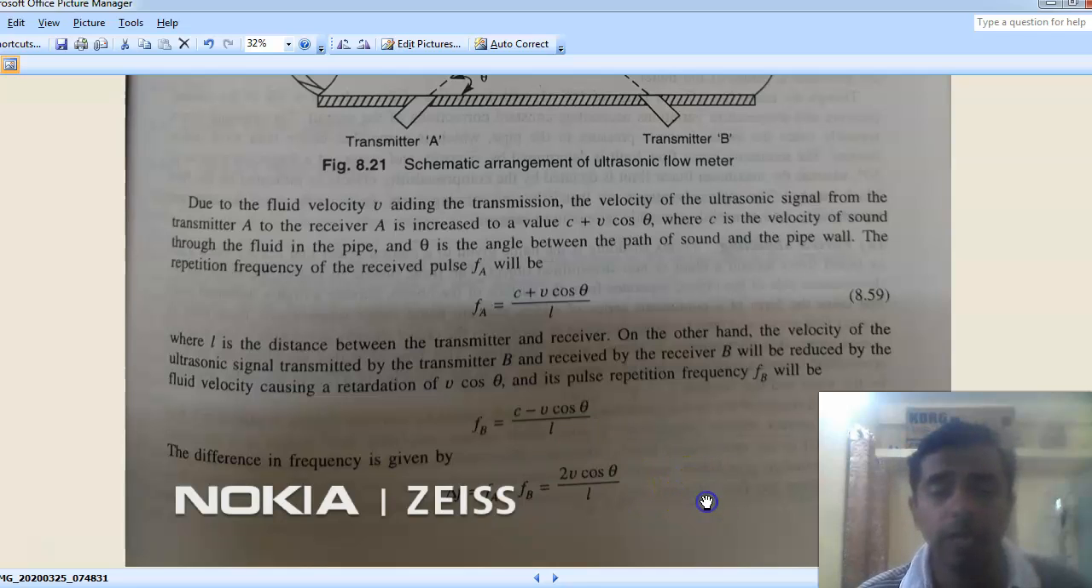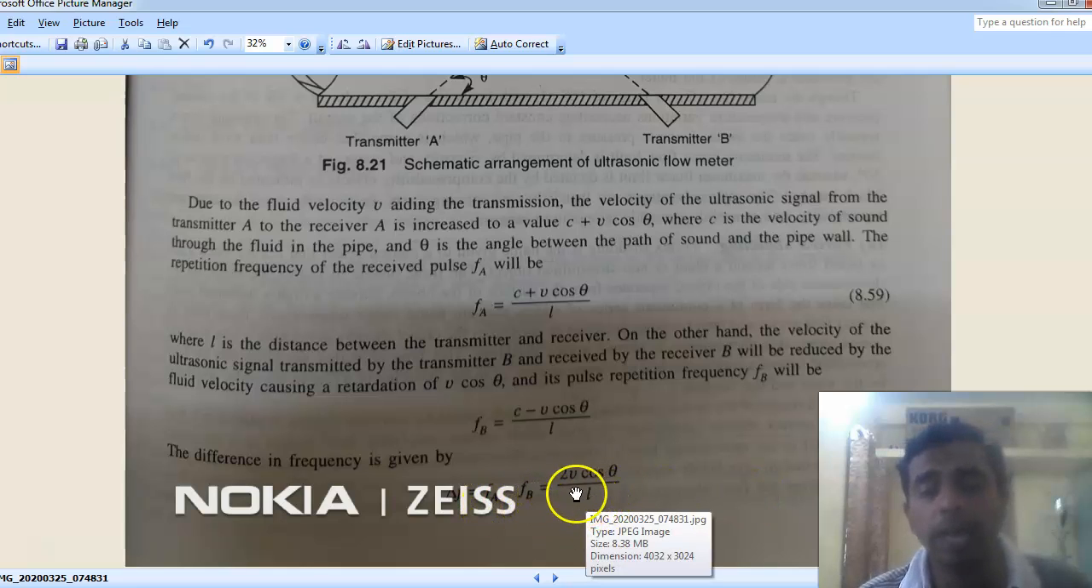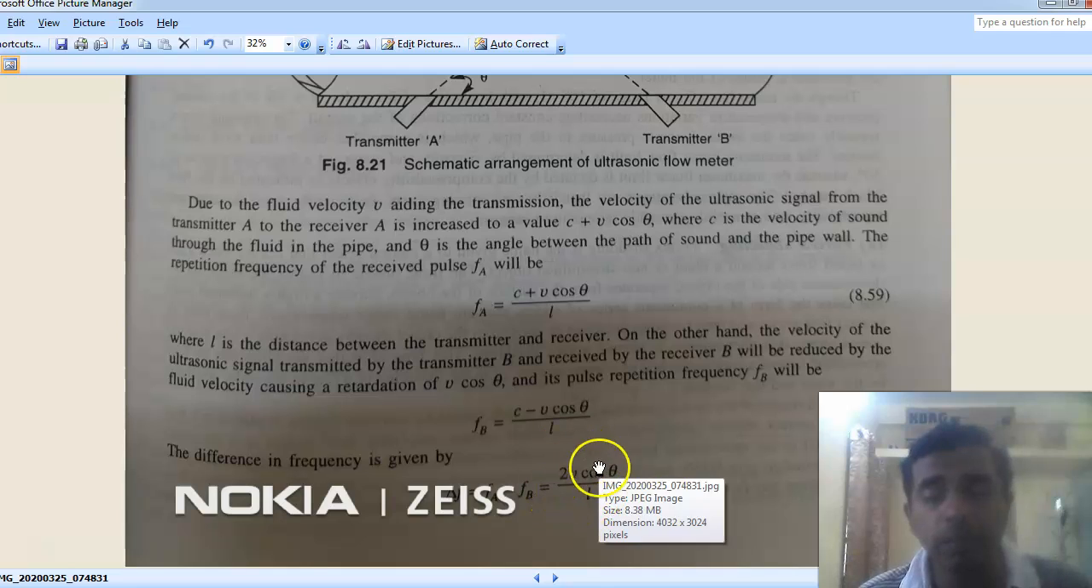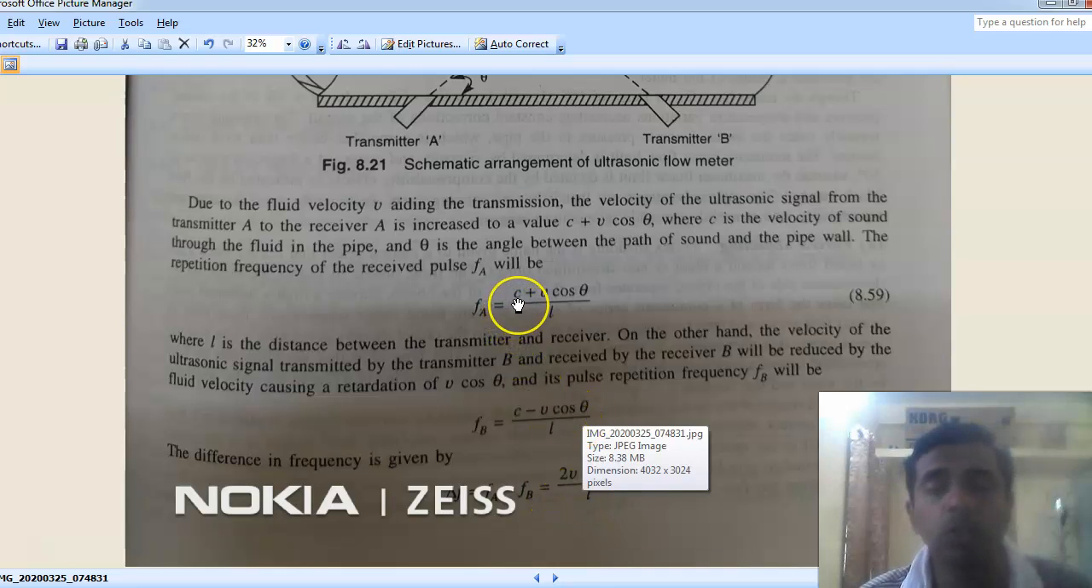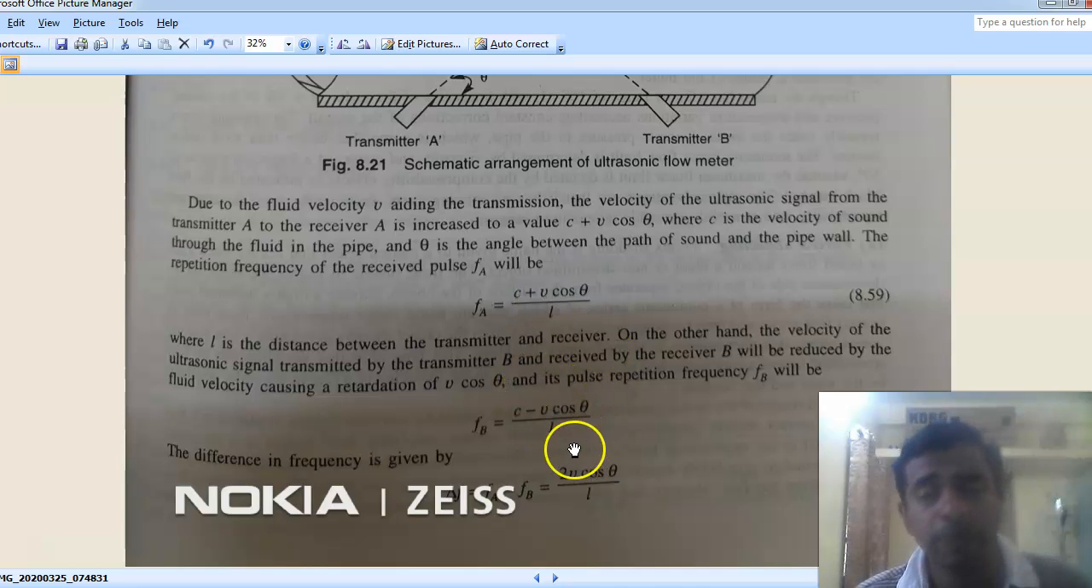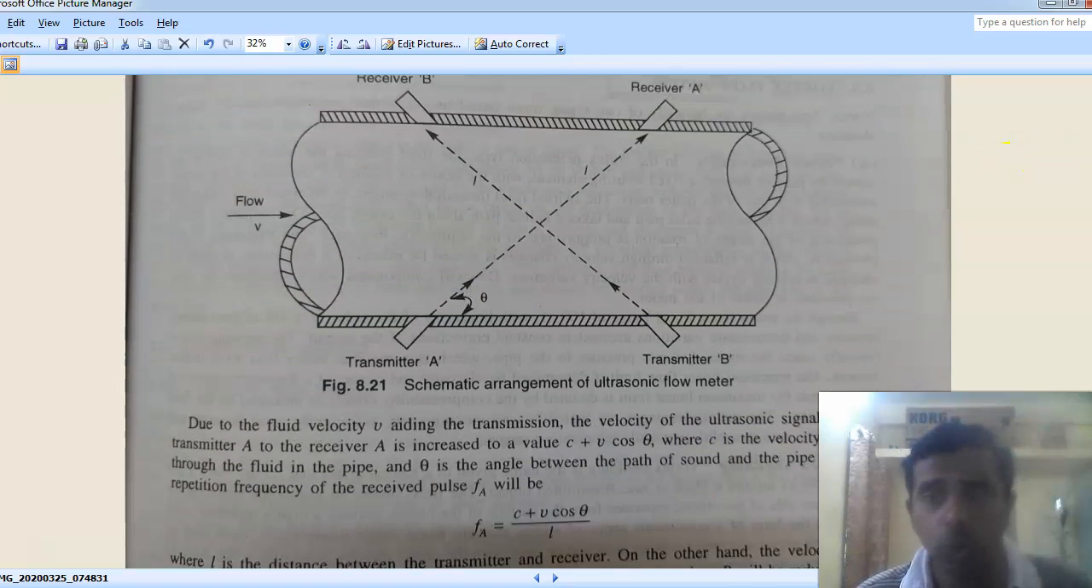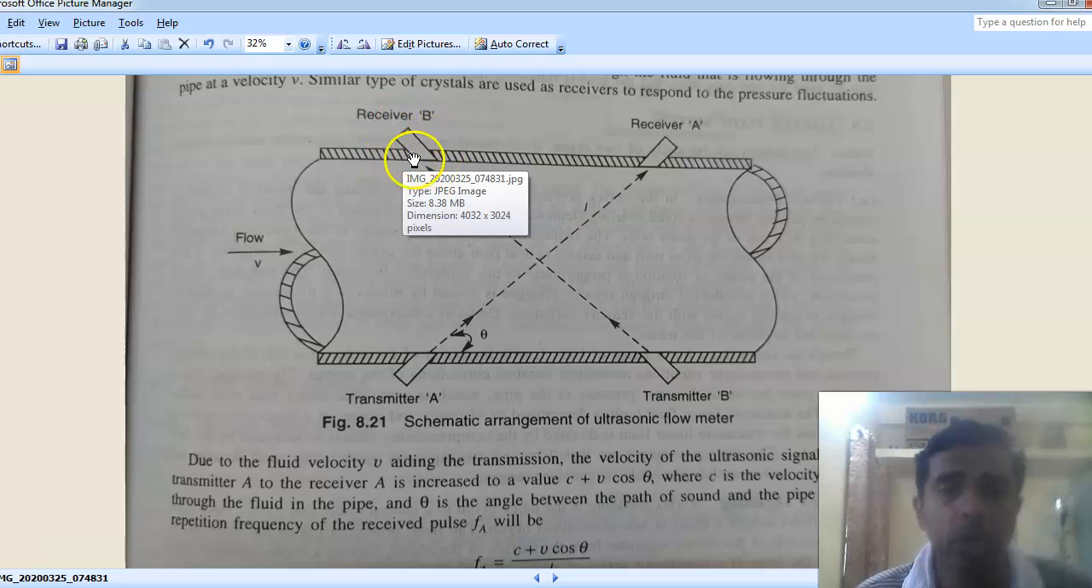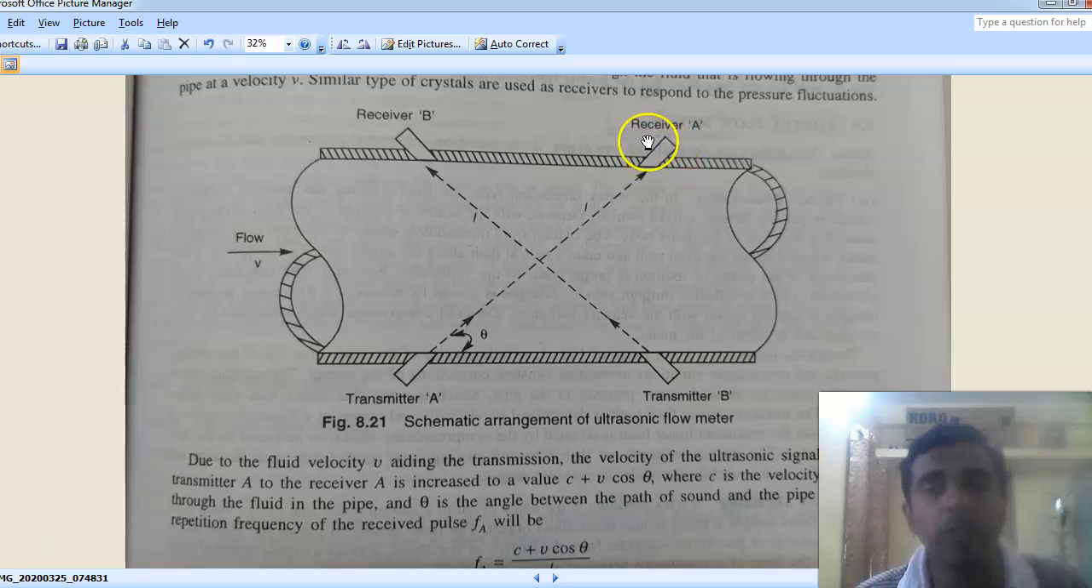Now, if we find the difference in frequency, that is FA minus FB, we can see that it is 2V cos theta by L. Here, one important conclusion is that the difference in frequency is independent of the velocity of the mechanical waves. Using some electronic counters, here we get some electronic signals, electronic waveforms. Here also we get electronic waveforms. We can detect the peaks of these electronic waveforms by using an electronic counter.